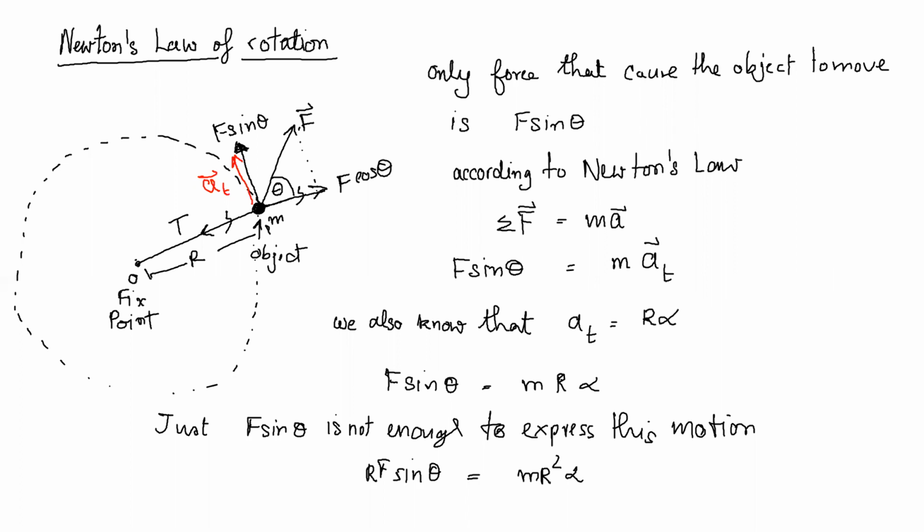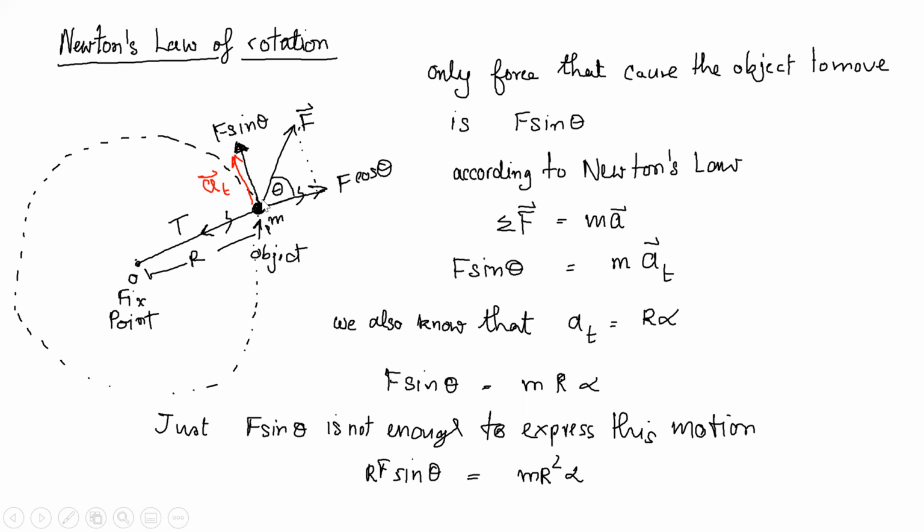Okay. So suppose we have an object that is tied to a fixed point. It means that this object cannot move further away from that fixed point than the distance r. So the only motion that can appear here is circular motion.